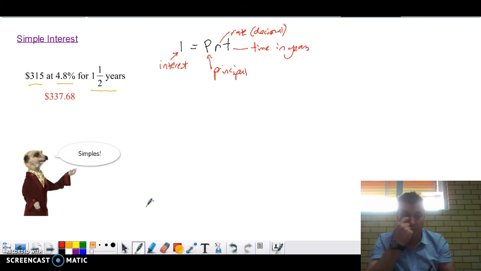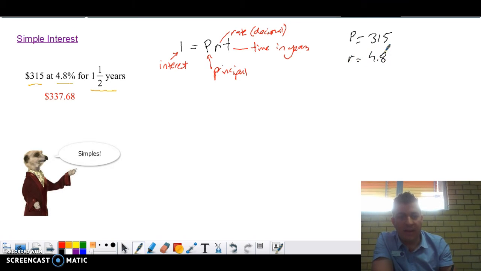Okay, so all we have to do is go, well, our principal is $315. Our rate is 4.8%, but then as a decimal, so not as a percentage. We have to move the decimal point out twice, divide by 100, so it's going to be 0.048. And our time in years, it's 1.5 years, so it's going to be 1.5.